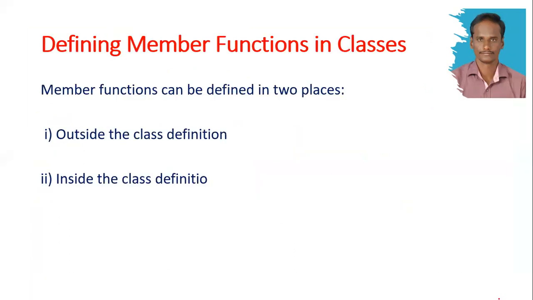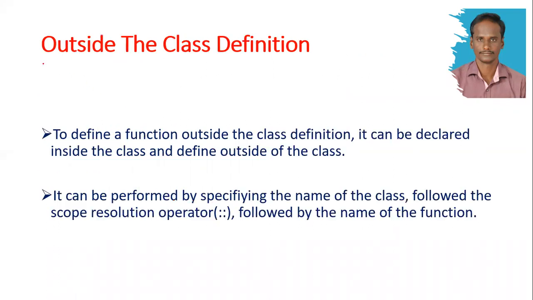And next, for defining member functions in the class, we have two ways. We can define member functions in two ways. One is inside the class definition, another is outside the class definition. Here the spelling of "definition" is wrong, please note it down. Let us see how we define the function outside the class. If you want to define a function outside the class definition, it can be declared inside the class.